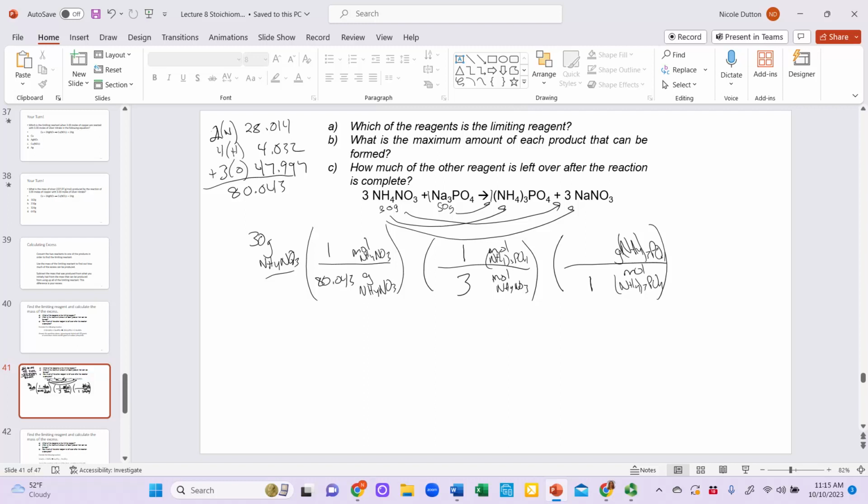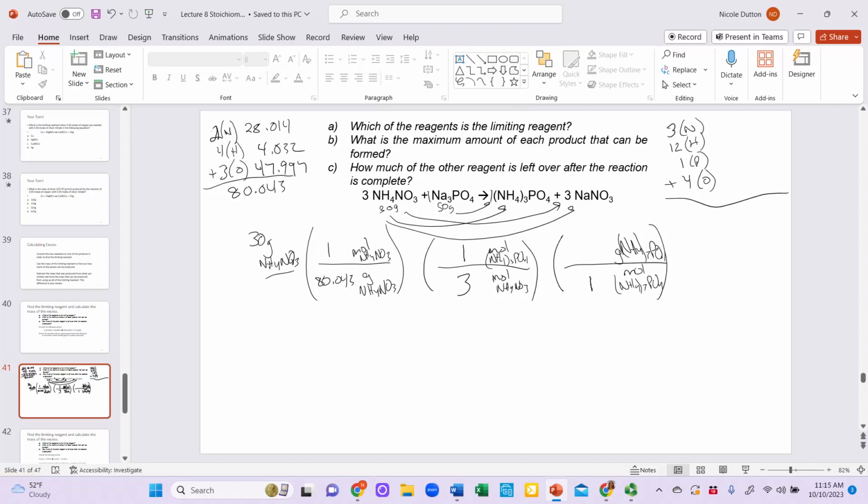So on this side, we have 3 nitrogen, plus we have 3 times 4 gives us 12 hydrogen, plus we have 1 phosphorus, plus we have 4 oxygen. And we're going to add this up to get the mass of that guy.